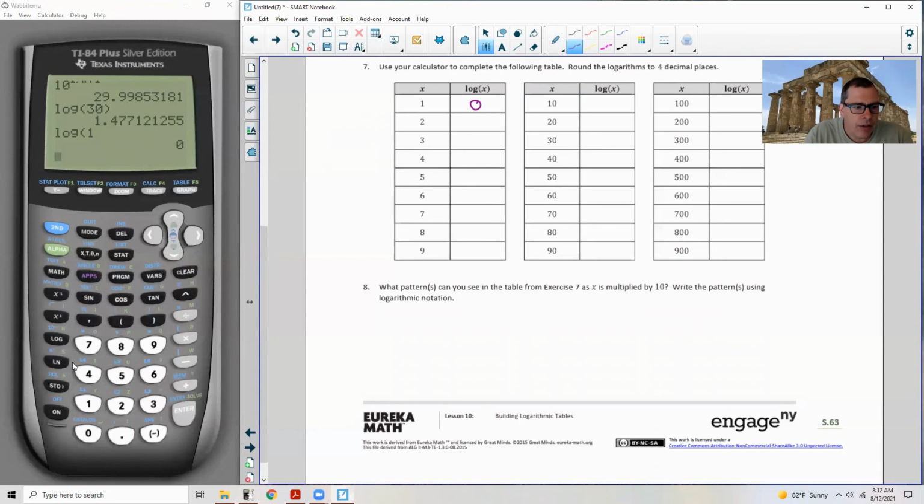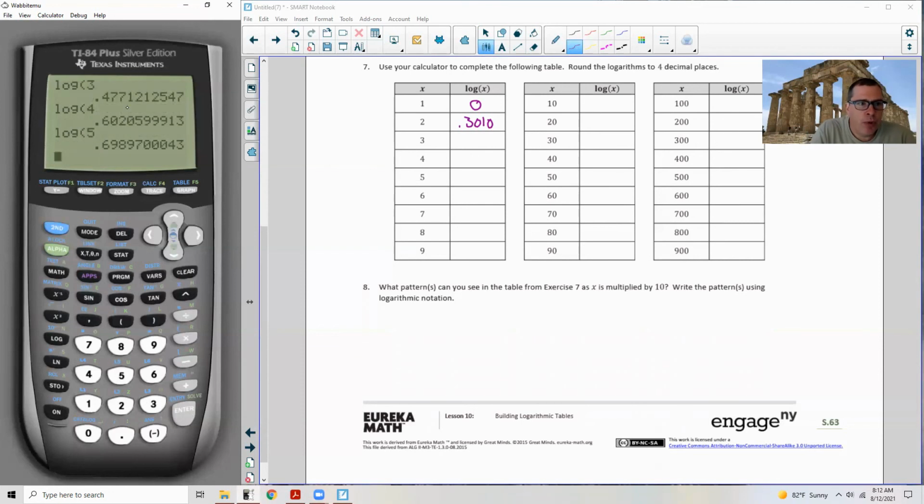And the log of 2 to 4 decimal places is going to be 0.3010. Always look to the 5th position, and if it's 5 or more, round up. If it's not, truncate. All right, log of 3, enter. I'll do a couple of them so I don't have to go back and forth. Log of 4, enter. And one more, log of 5, enter.